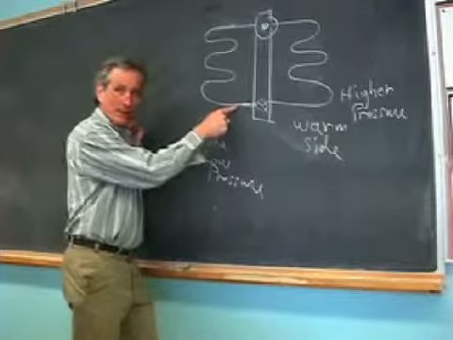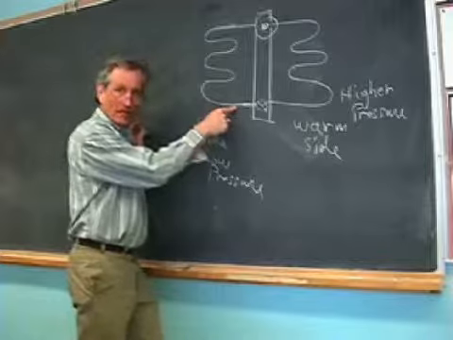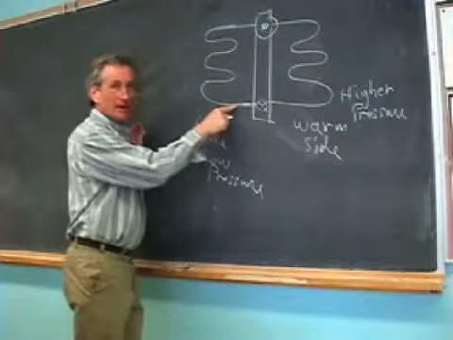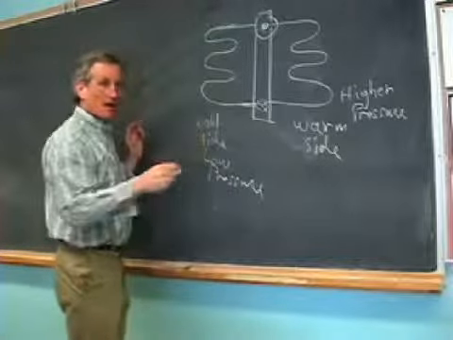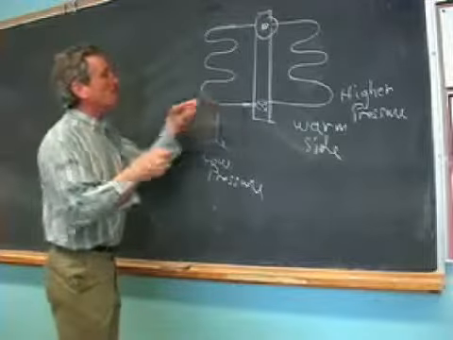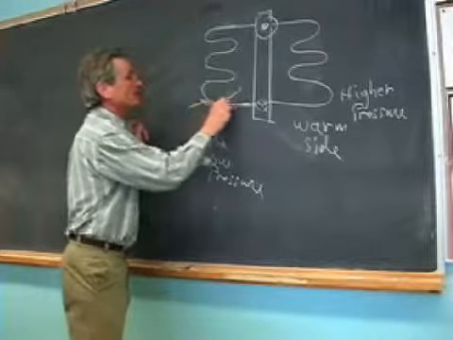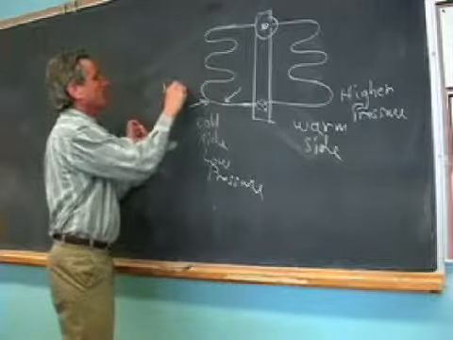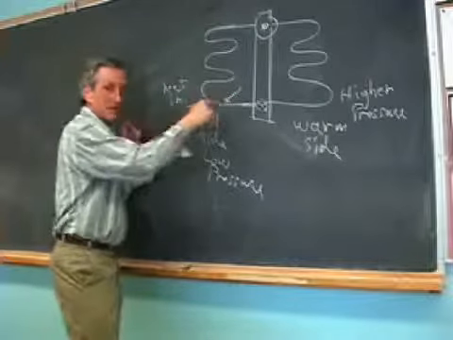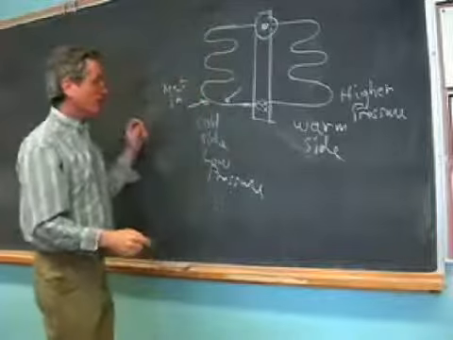When it evaporates in here, it cools off. And because it cools off, it becomes colder than the surrounding area. And so heat goes in. Heat goes into the coils here in the heat exchanger.